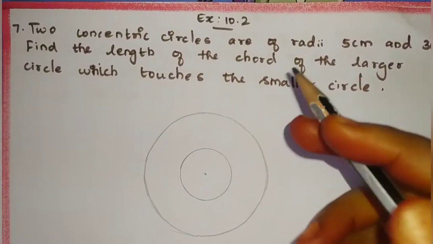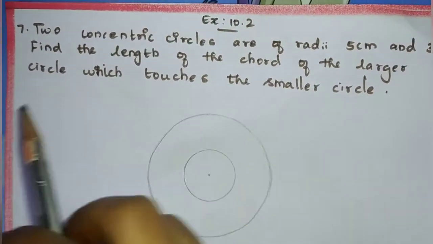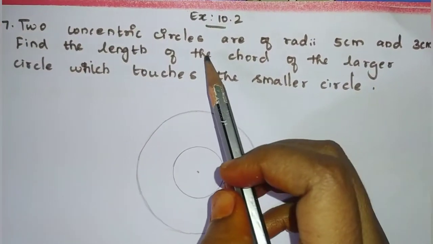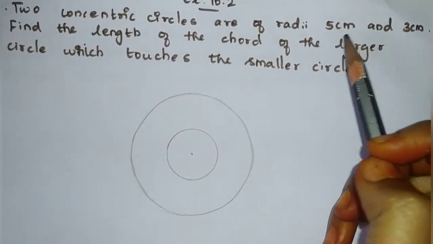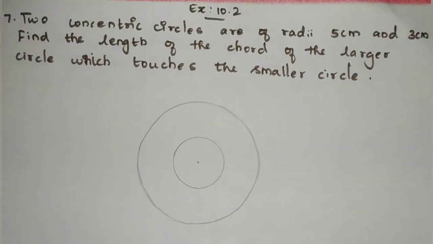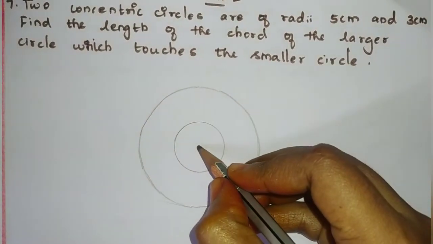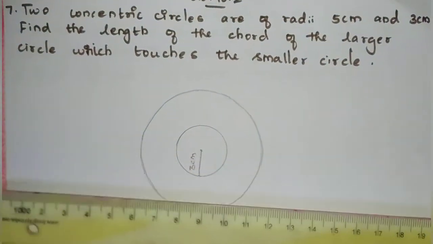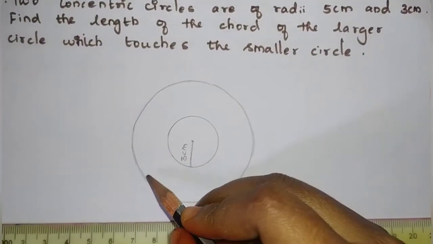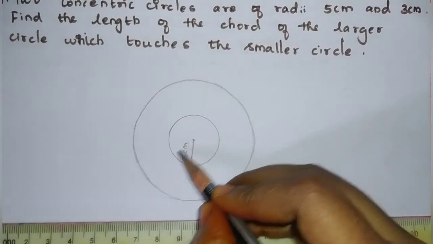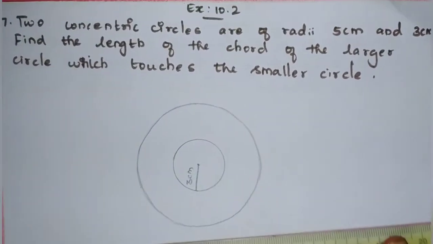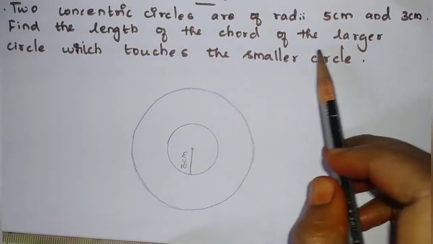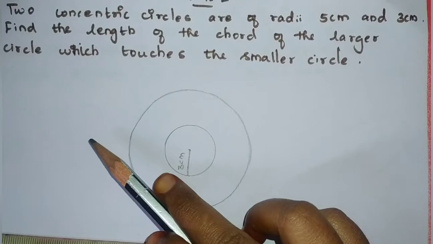Namaste students, in this video we are going to see exercise 10.2, 7th and 8th problem. Two concentric circles are of radii 5 cm and 3 cm. So this is the 3 cm radius circle and this circle is 5 cm. Clear, children? Then find the length of a chord of the larger circle.